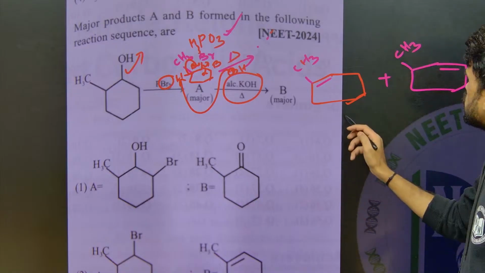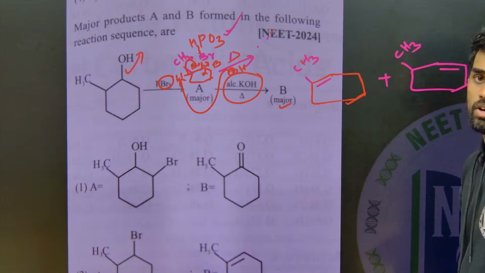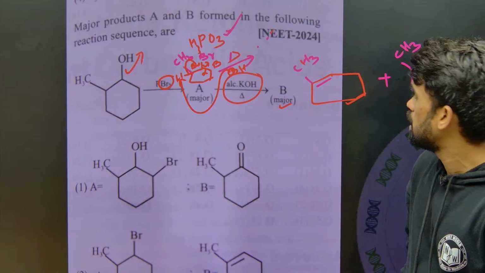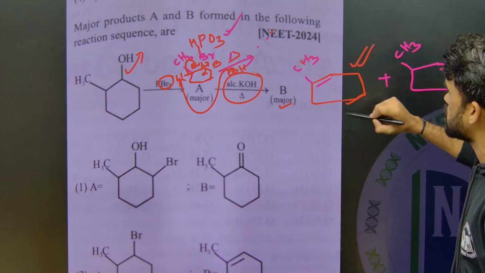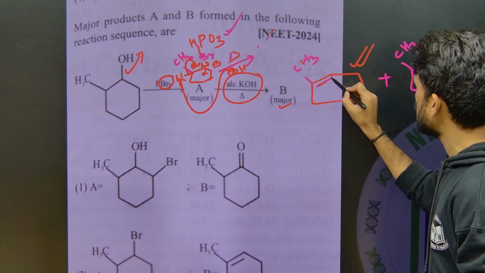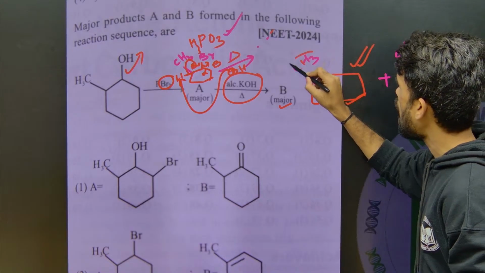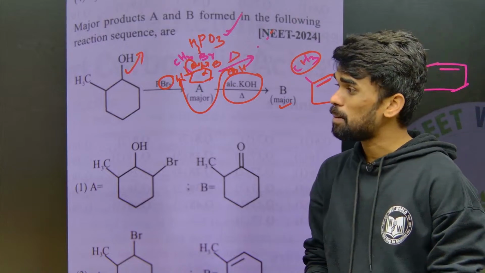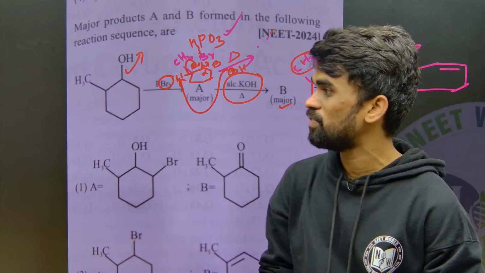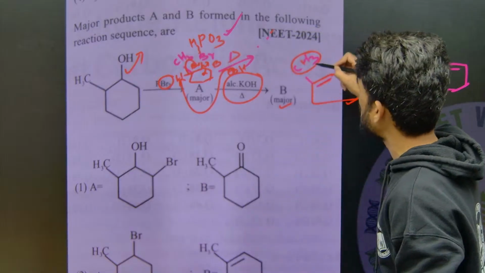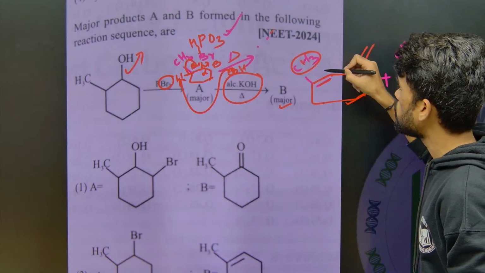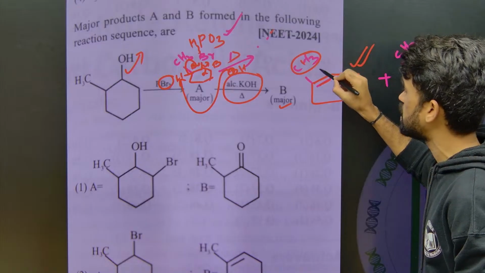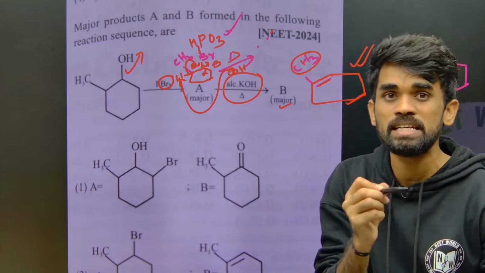Out of these two, they are asking for the major product. So which alkene is more stable? We know internal alkenes are more stable, or I can say the double bond carbons should contain alkyl groups. Why alkyl groups? Because it is an application of hyperconjugation, where we learn that the more alpha hydrogens, the more hyperconjugative structures with this double bond, and the more its stability.